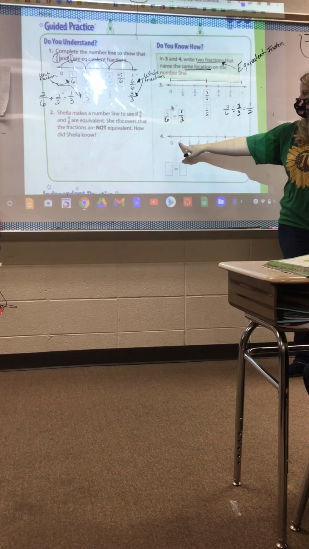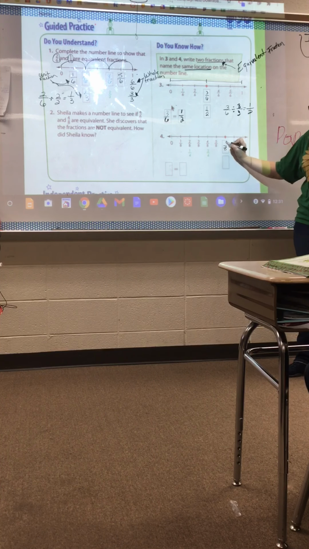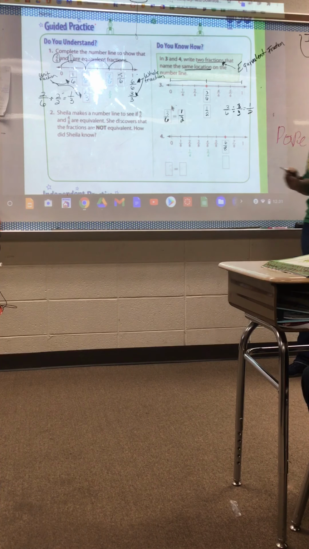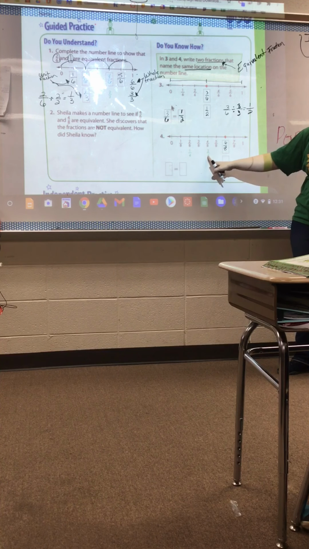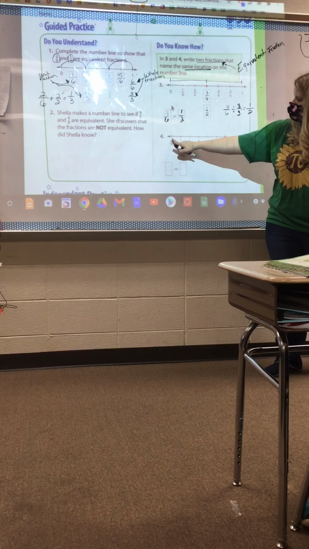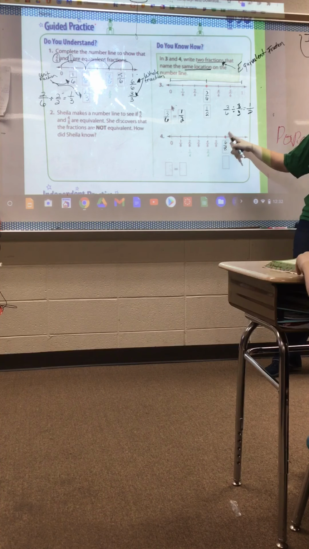Okay, what am I missing if I look at my numerators? 1, 2, 3, 4, 5, 6. 6. Okay, now look down here. They've already started to divide it for me. You see that? Yeah. So look at the green ones. You see that? So I've got 1, 2, 3, 4.